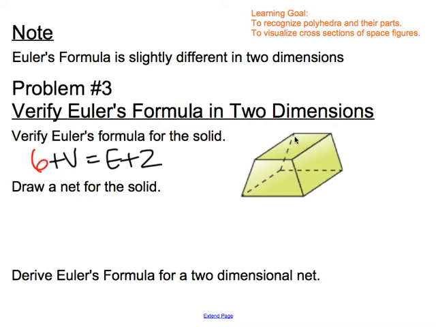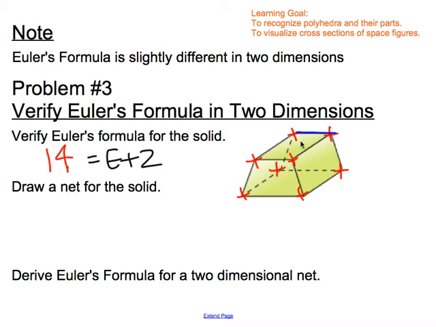If we count up the number of vertices, we have 1, 2, 3, 4, 5, 6, 7, 8 vertices. So on the left-hand side of the equation, we have 6 plus 8. We simplify 6 plus 8. 6 plus 8 is 14.